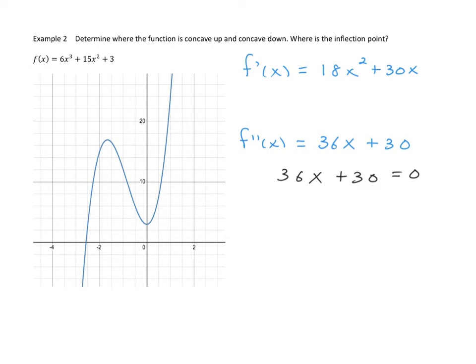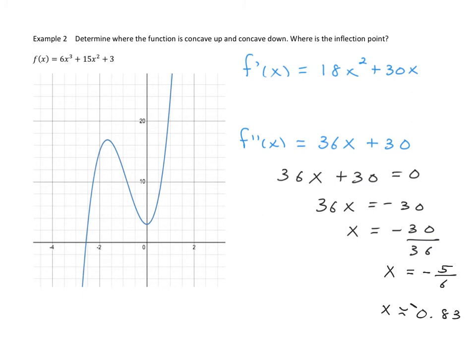So where is 36x plus 30 equal to 0? Well, if I subtract 30 from both sides and divide both sides by 36 and simplify the fraction, I get that x is equal to negative 5 over 6. And approximately, well, what is that? That's like 0.83, I think. So it's negative 0.83. Something like that. So that's a really close answer, but here it is exactly.